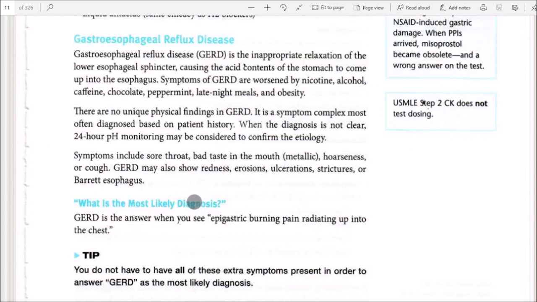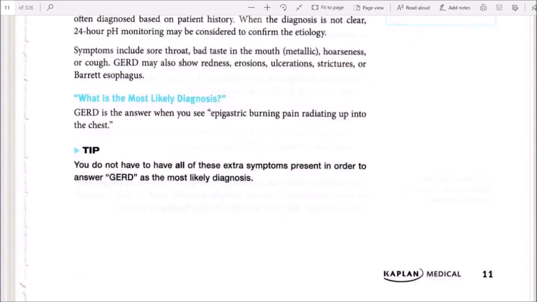Now, what is the most likely diagnosis? GERD is the answer when you see a gastric burning pain running up into the chest. Tip: you do not have to have all these extra symptoms present in order to answer GERD as the most likely diagnosis.